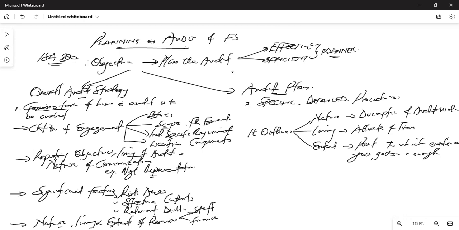Now, both of these documents that you see, the standard says that everything that you do must be documented. And now you see that in terms of bringing this one out, both the audit strategy and the audit plan are documented in what we call the audit planning memorandum. So they will draft a memorandum. It's called audit planning memorandum.